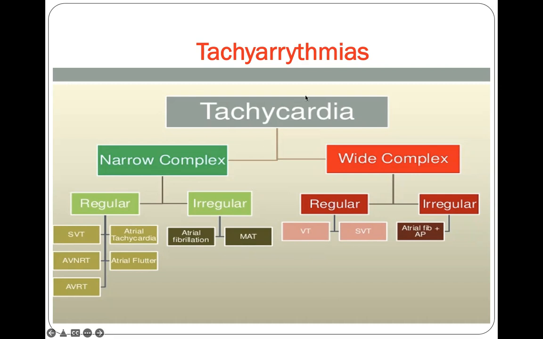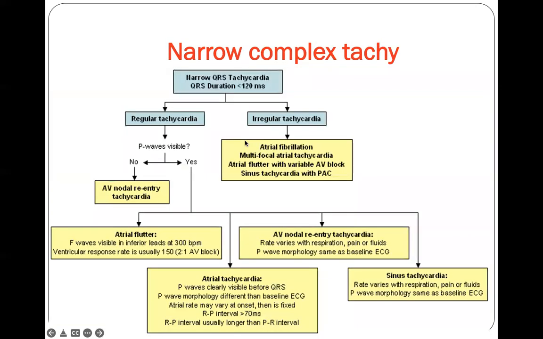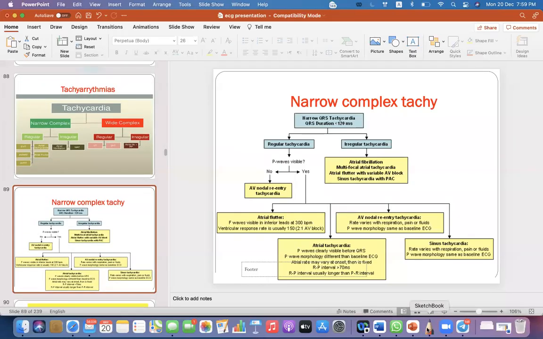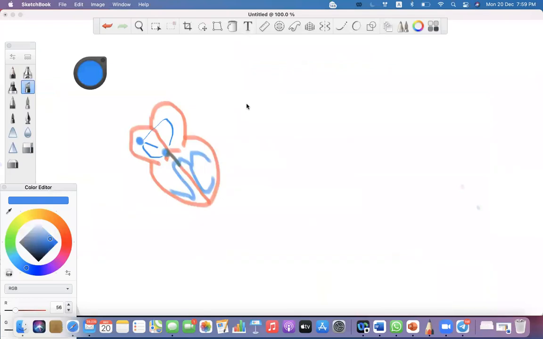As you know, tachycardia or tachyarrhythmia may be narrow complex or wide complex, and it may be regular or irregular. For simplification, we will discuss it in a simplified manner. So let's go to our whiteboard. As you know, this is the SA node, and these are the internodal fibers coming to the AV node, the His bundle, and the right and left bundle branches.